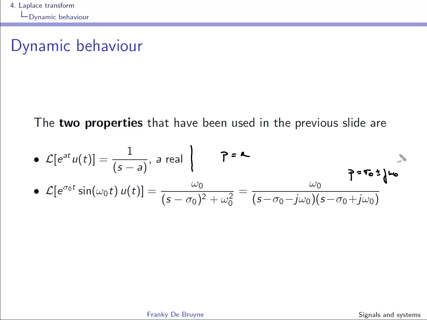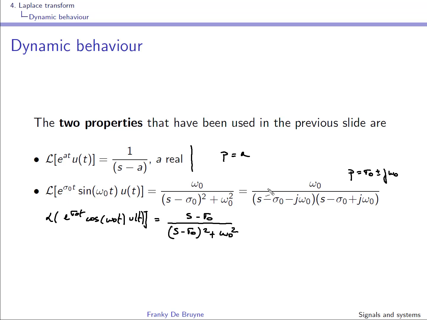Remember the link that I have made with complex exponential signals that you've seen in section 2. There is something similar here when you have e to the sigma 0 t cosine omega 0 t u of t, and in this case you would have s minus sigma 0, and the denominator would be exactly the same, so you would have the same poles.